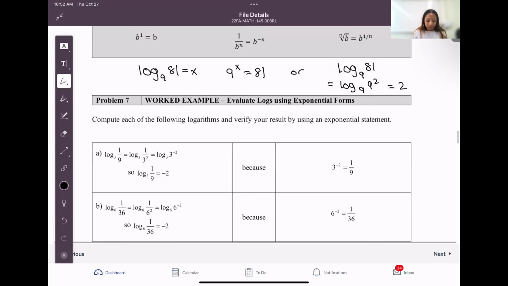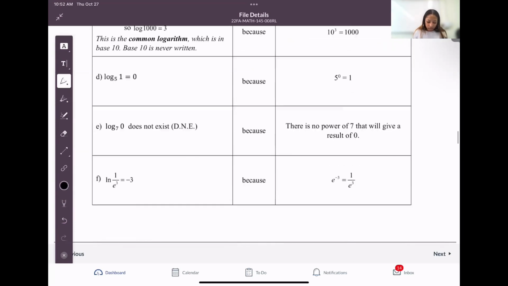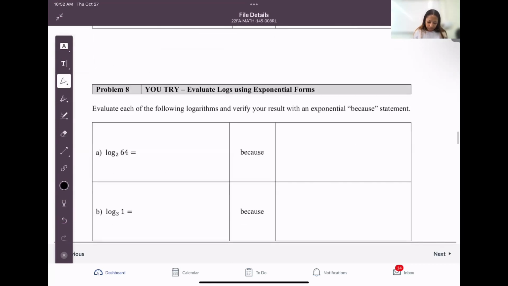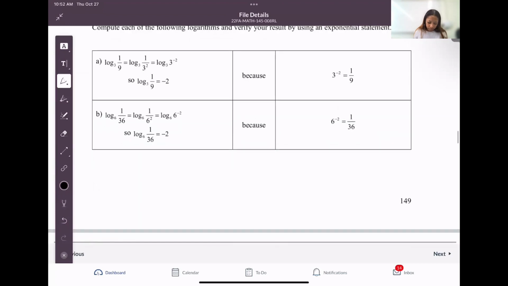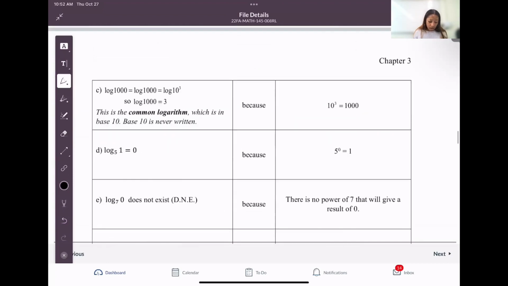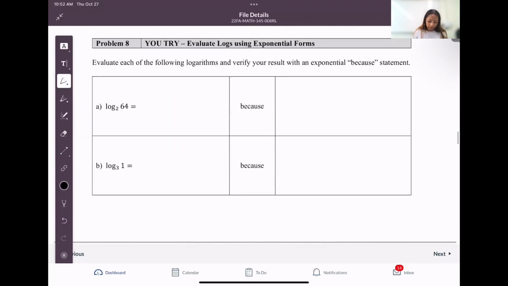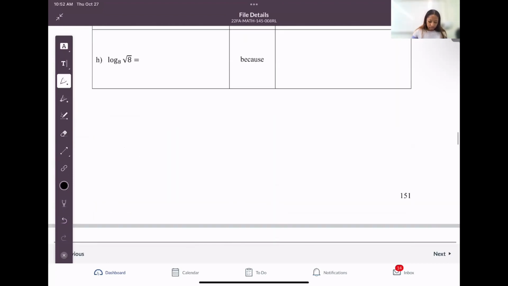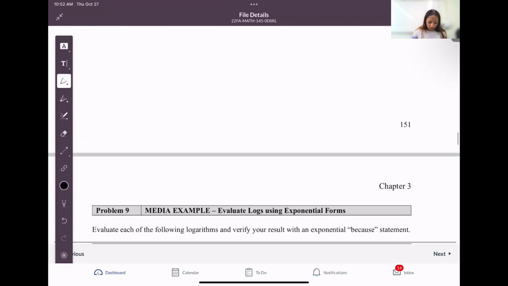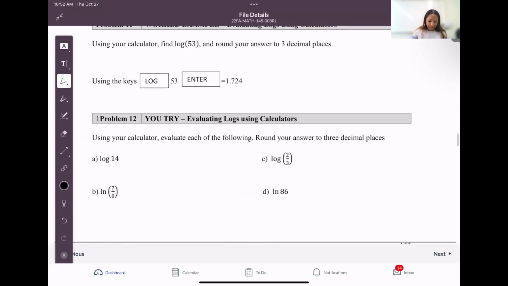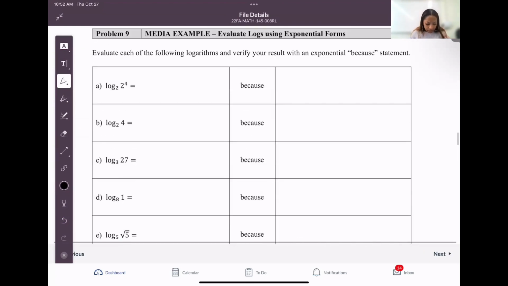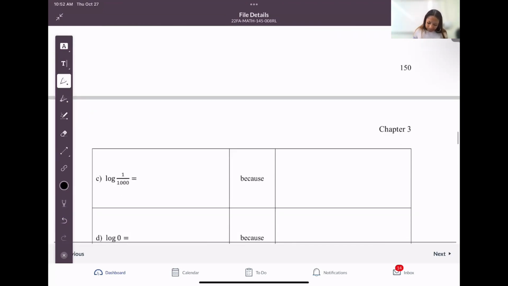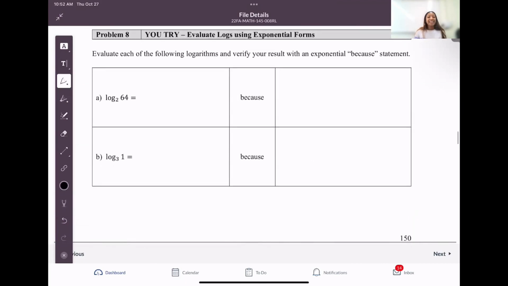All right, problem 7 is worked out for us. So we're going to jump to problem 8, which is the you try ones. Time is it 10:52? All right, we have plenty of time. I think we stop at problem 13. We go through more than I thought. All right, let's pick it up. Got to make sure we finish this today.